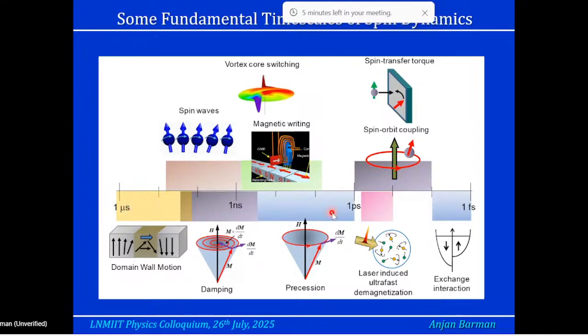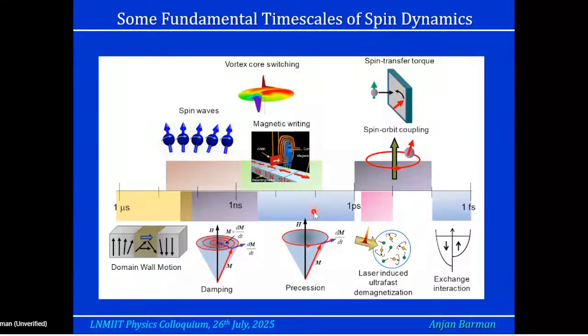So in between there are various other phenomena, something called spin orbit coupling, which is in this picosecond time scale. And then you can have precession. I talked about Larmor precession, but you have magnetization precession as well, and damping of that, and so on. And then vortex core switching, spin wave, and all these things occur in this time scale.